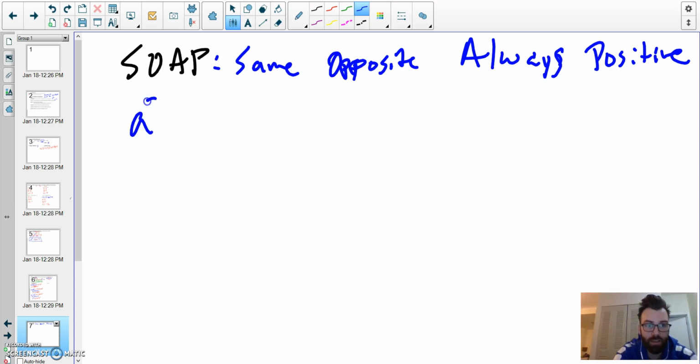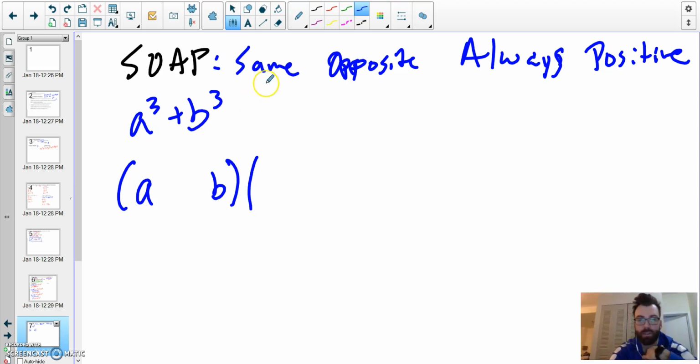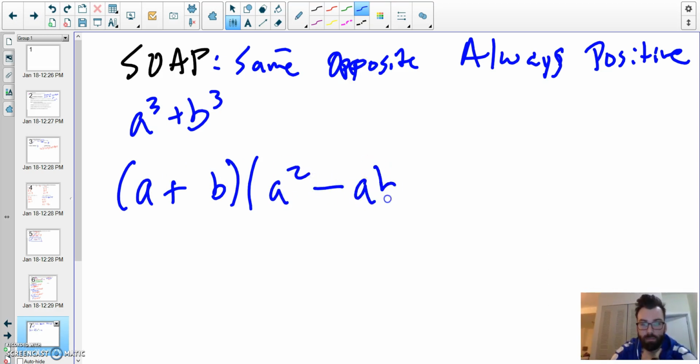If I have a cubed plus b cubed, if I wanted to factor that, I need to figure out what term is being cubed here and what term is being cubed in the second term. Well, a is being cubed and b is being cubed. All right, so what does this become? The same sign, so this is plus, same. Then it's a squared, opposite sign, ab, and always positive for b squared.